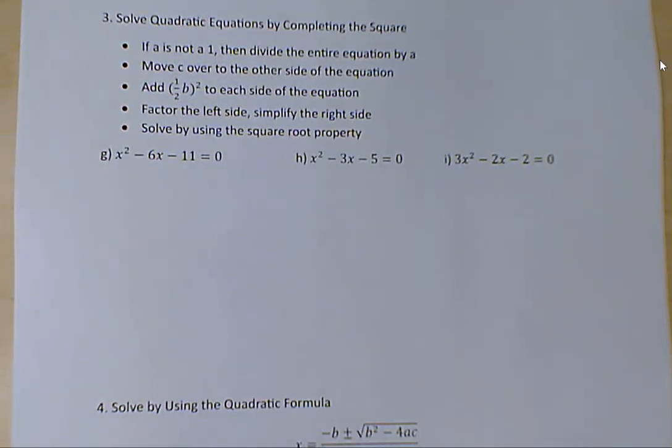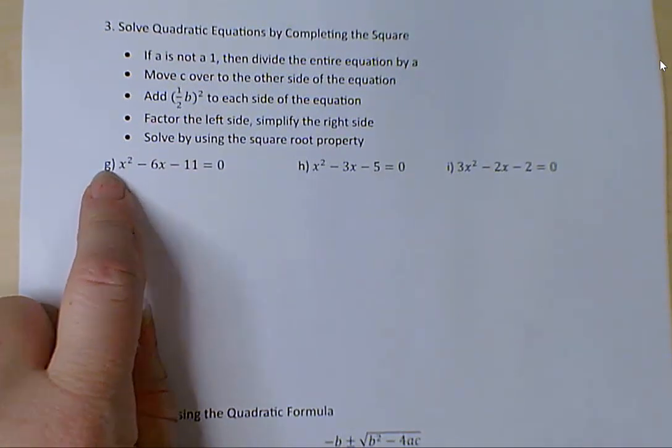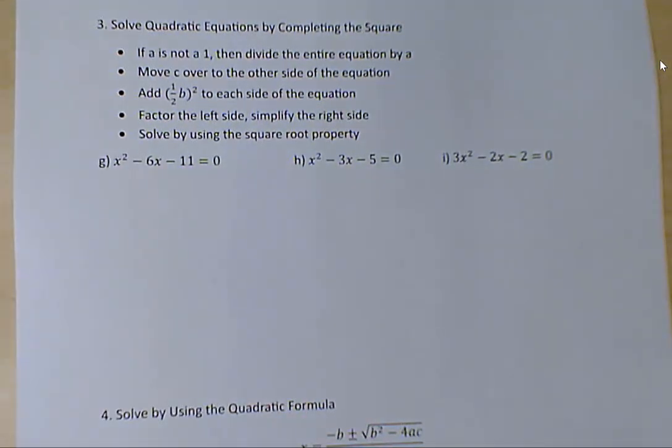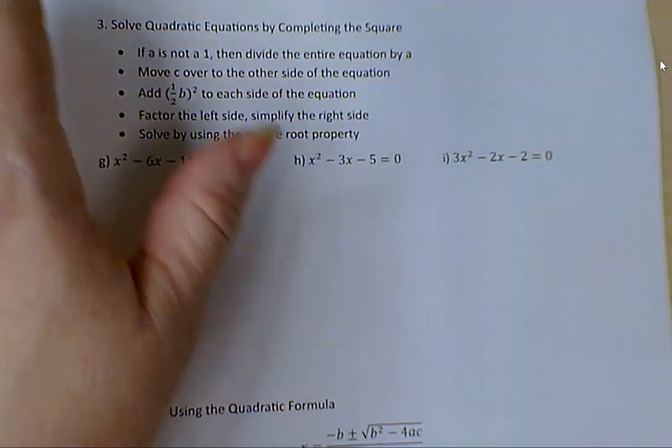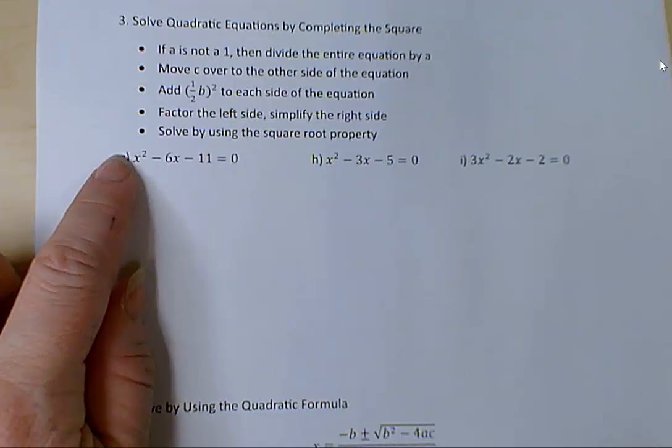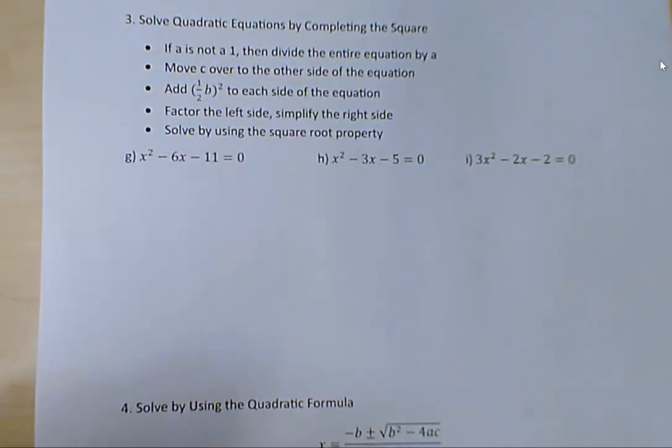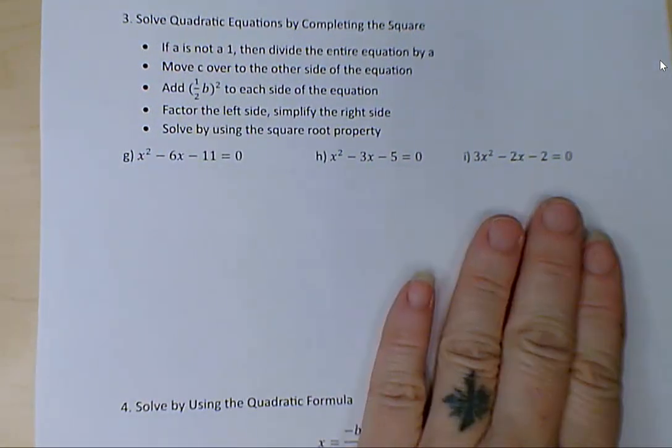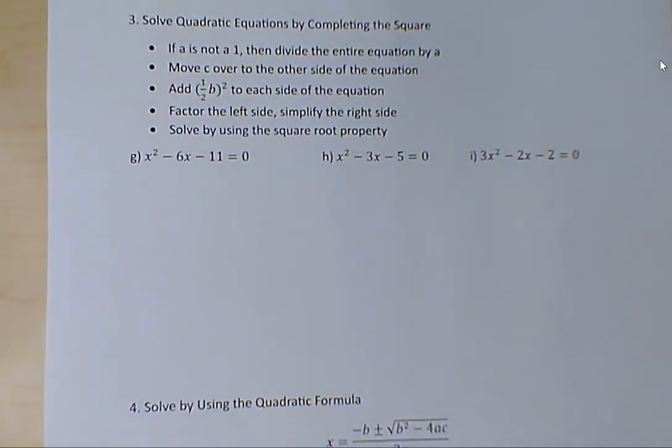The next process in solving quadratic equations is completing the square. The first step in completing the square says that if your leading coefficient is not a 1, you want to divide the entire equation by that. In our first example here, our leading coefficient is a 1, so that's not going to apply. That will apply when we do this example right over here.